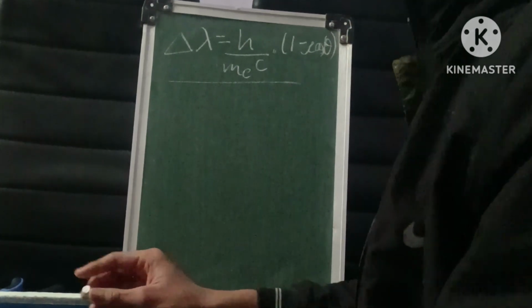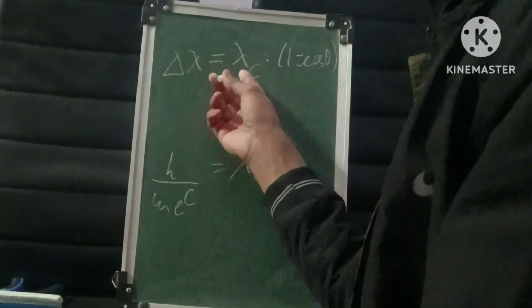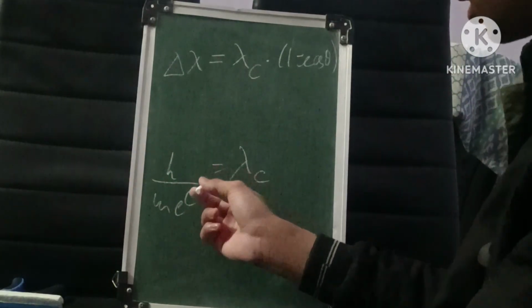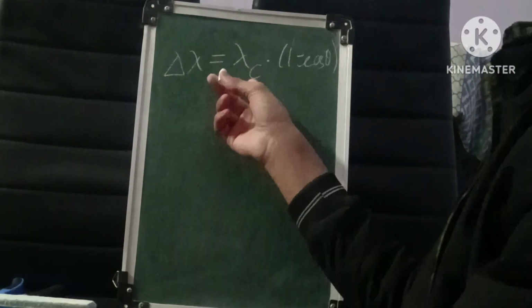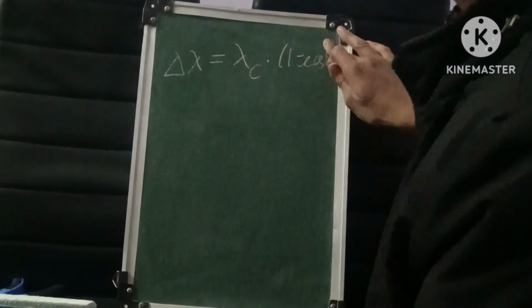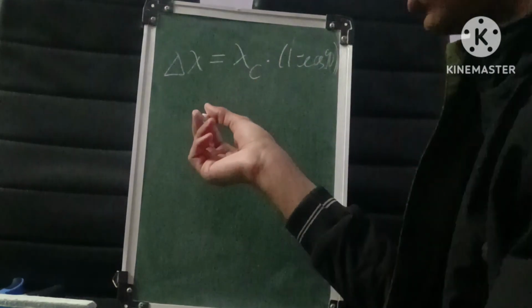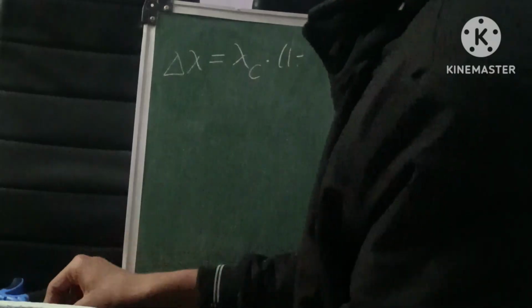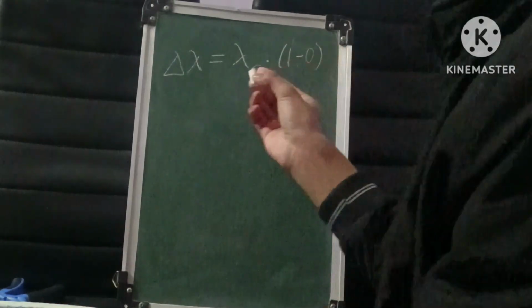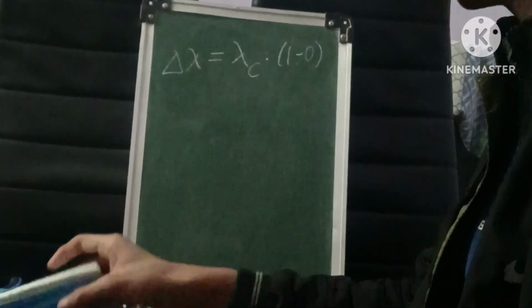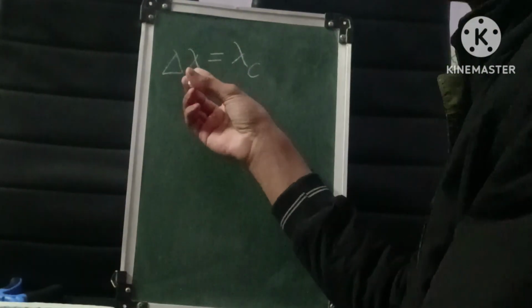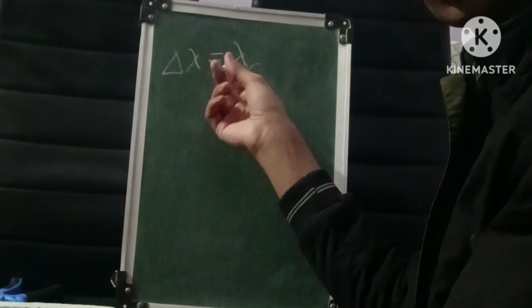Now this we can rewrite as Compton's wavelength, because h upon m_e c is the Compton wavelength. When theta is equal to 90, it would become cos 90, and the value of cos 90 is 0. So we put minus 0. 1 minus 0 is 1, and multiplying, we remove this. So we get that delta lambda is equal to the Compton wavelength.